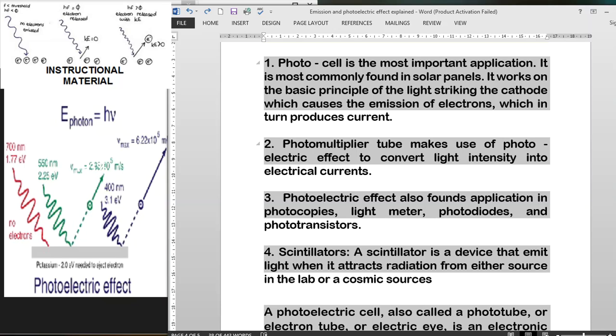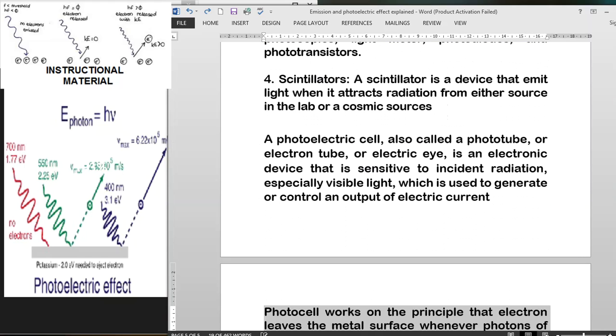So another application of photoelectric effect is in scintillators. A scintillator is a device that emits light when it absorbs radiations from either sources in the lab or cosmic sources. So a scintillator is that device that emits light when it absorbs radiations. Photoelectric effect is also used in scintillators.